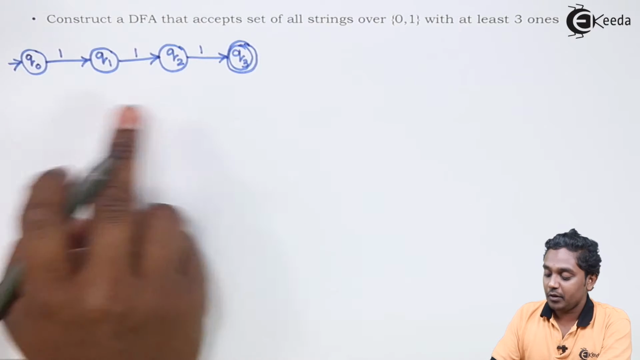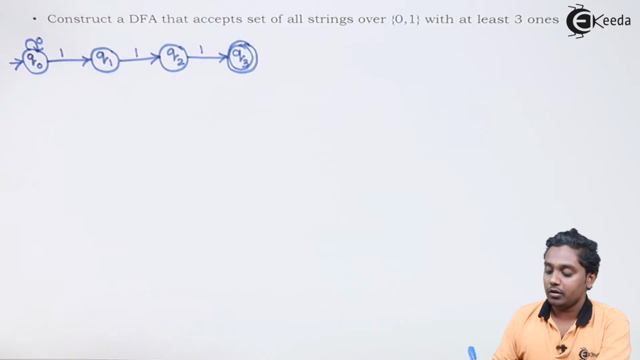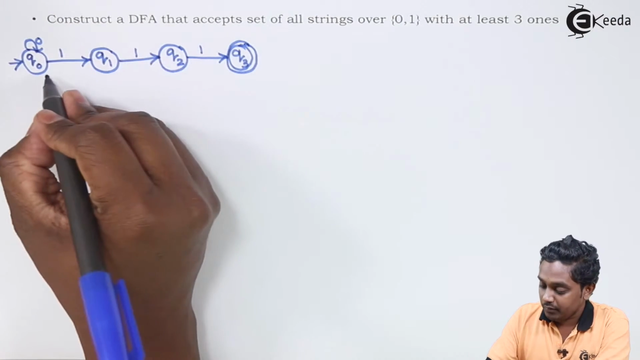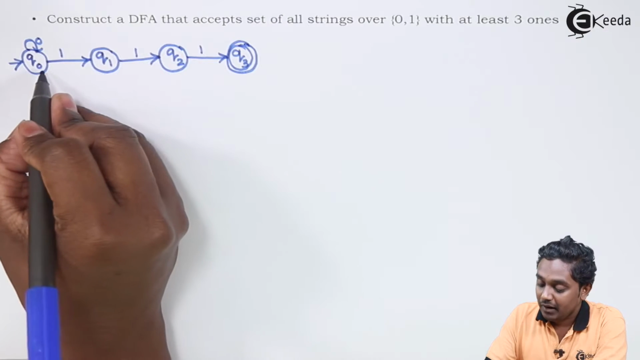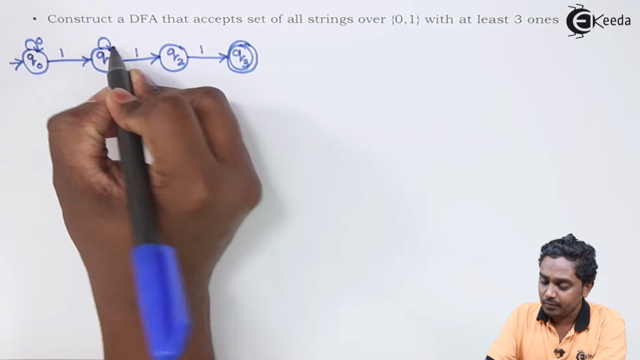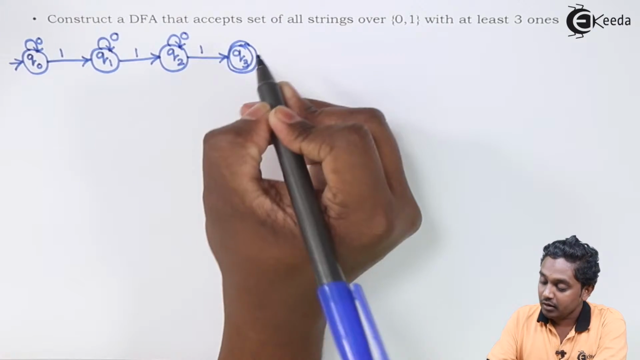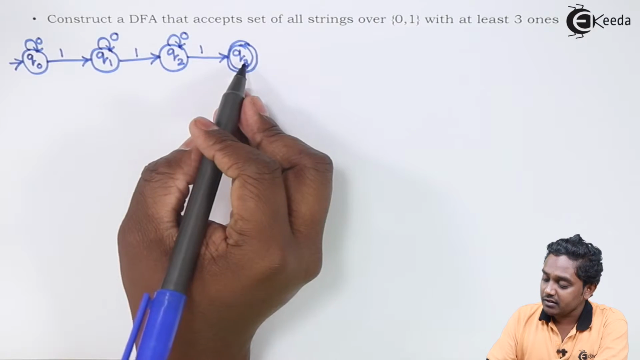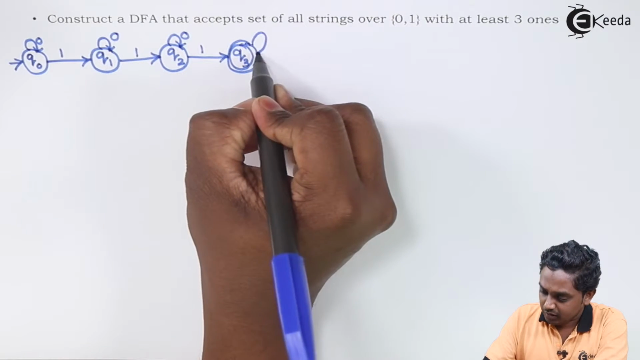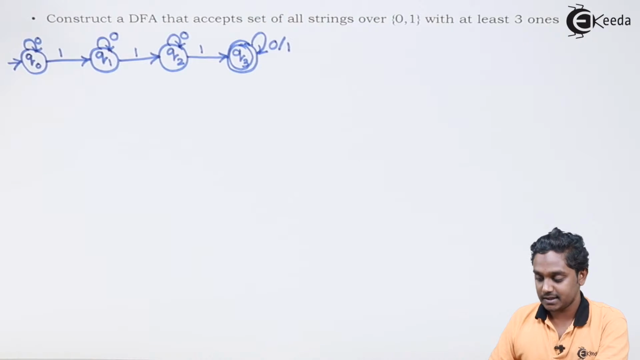Let's see what happens when there are zeros coming up. When zeros are there, we will ignore them and stay in the same state. And whenever a 1 comes, we will have a transition. Again, if zeros come, we will ignore them. Once 3 ones are achieved, then it doesn't matter whether zeros or ones come. It is going to be a final state.